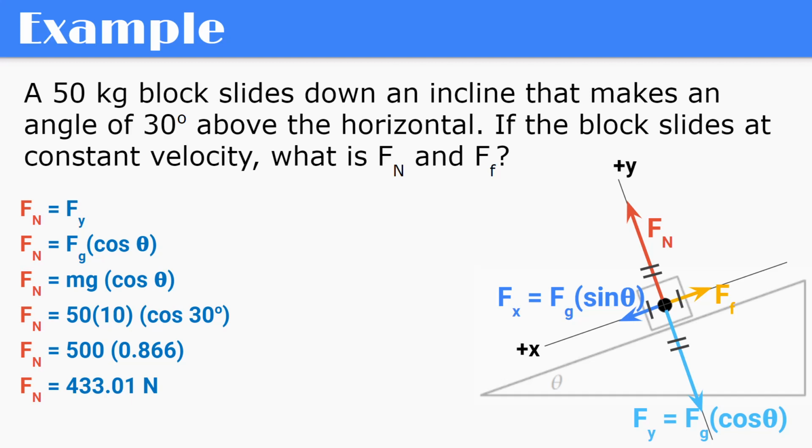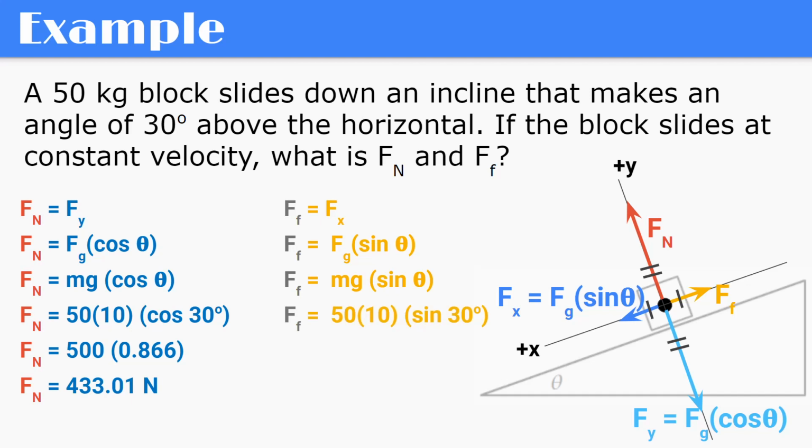For the other calculation, Ff, again, I know Ff equals Fx, and I know Fx equals Fg sine theta. Again, Fg is the same thing as mg, so it's equal to mg sine theta, and that's where you can start plugging stuff in. Again, 50 times 10 times sine of 30 degrees is 500 times 0.5, which is 250 newtons. So the magnitude of my force of friction is 250 newtons. Of course, the direction of it is negative since this is positive, so you could tack a negative sign on there to report it. But that's your friction, 250 newtons.